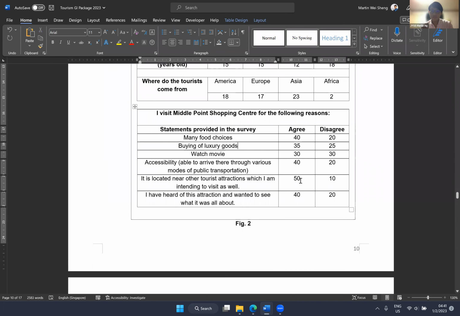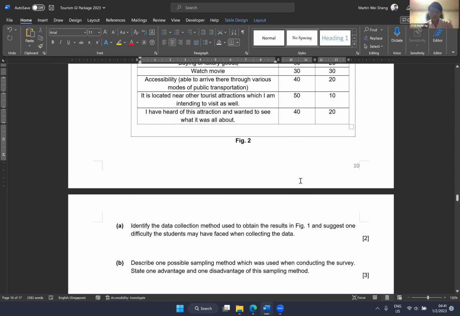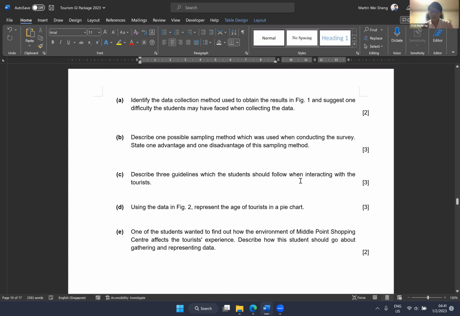All right. So next, we take a look at the questions over here. Okay, so as per usual, you have to always highlight the command word, all right, as well as the question focus of each question. Okay, so let's take a look.